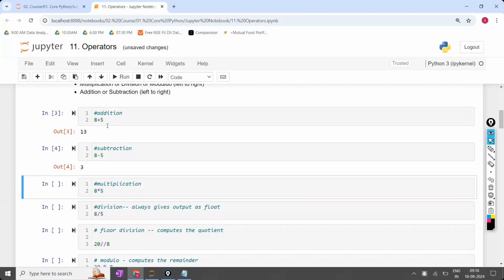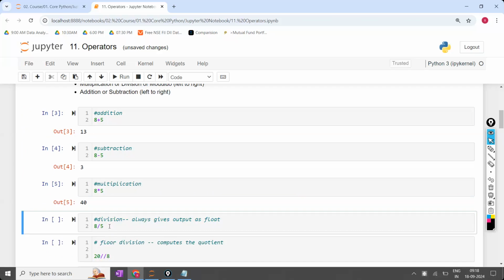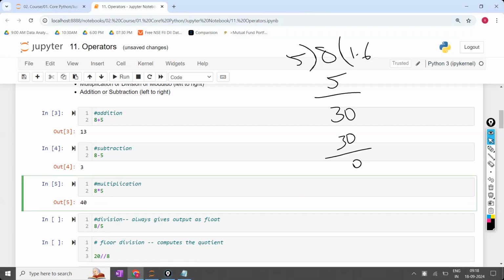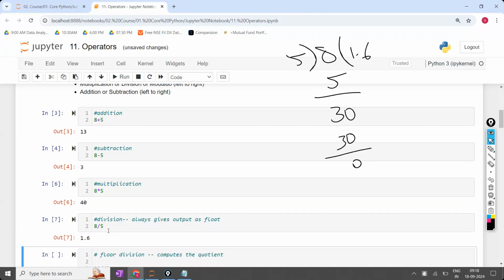Now, the plus symbol everyone knows, the minus symbol also everyone knows. 8 into 5 is 40. 8 divided by 5, this one also everyone knows. We are dividing 8 by 5: 1 time 5, remainder is 3, then dot 0, 30, 6 times 5 is 30, remainder 0. So the answer is 1.6. 8 divided by 5 is 1.6, as everyone knows.